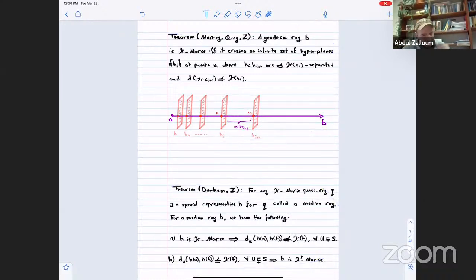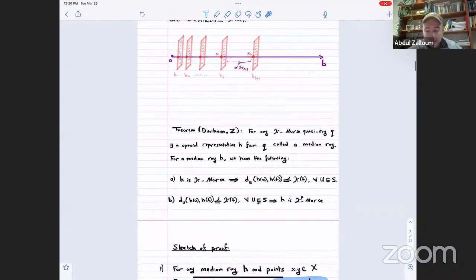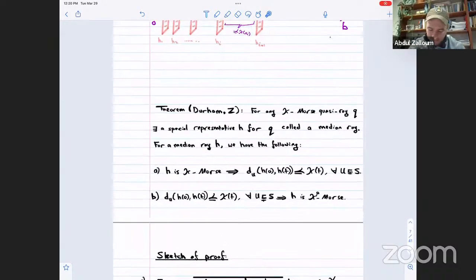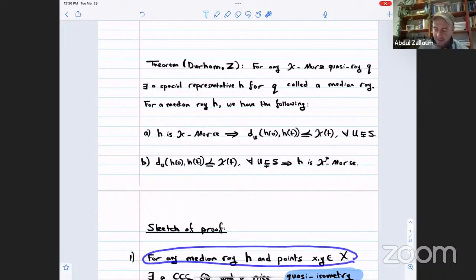So let's see. My plan for the rest of the talk is to show you some parts of such connections, some parts of how HHSs and CAT(0) cube complexes relate. Okay, any questions? So I'm going to show you a sketch of the proof. All right, so let's see. So start with any median ray H in an HHS, okay? And start with any 2 points X and Y in X.